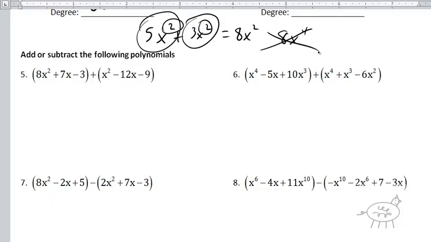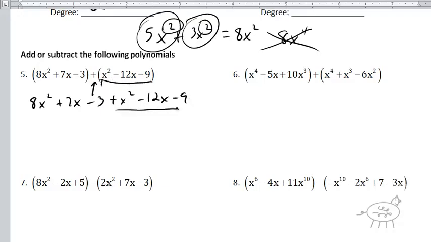So keep that in mind. That's really, really important when you're adding and subtracting, because we're going to do that a lot in these next few problems here. So if there's a plus sign in between here, basically what you need to do is rewrite everything with the same sign. So this is what I mean. You get 8x squared plus 7x minus 3, and then because this is a plus here, it's just going to be plus x squared. So you keep the sign. That's positive, minus 12x minus 9. All right, so I literally didn't do anything. I literally just wrote this down here.